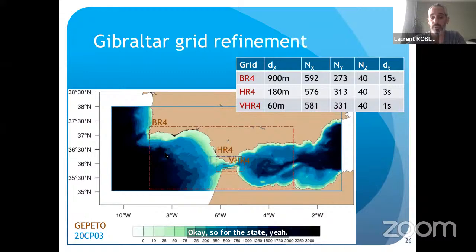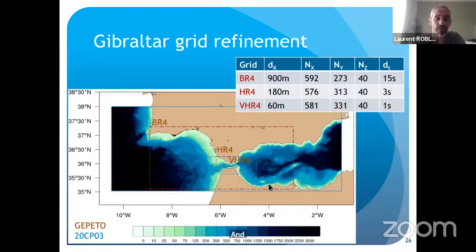After this validation of the development, the idea is to build a grid refinement strategy for the Gibraltar region, here with two grids, to include the intense energy transfer region at the center of the strait, and to see how this energy is upscaled to the large scale flow, and how it is interacting with the tides or with the large scale circulation.